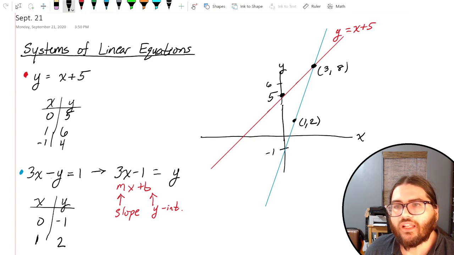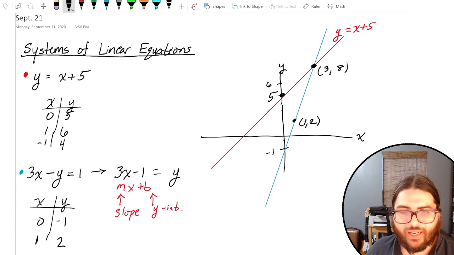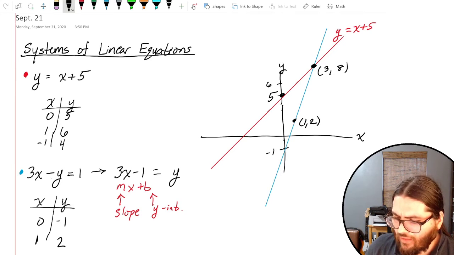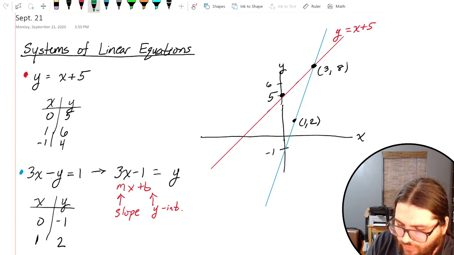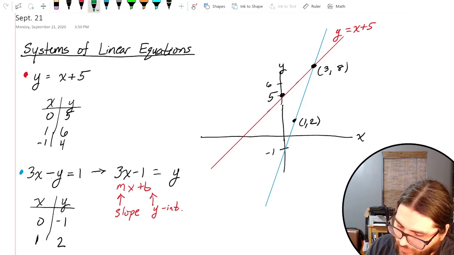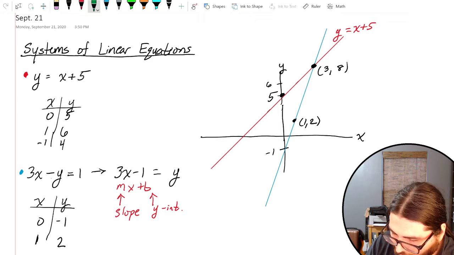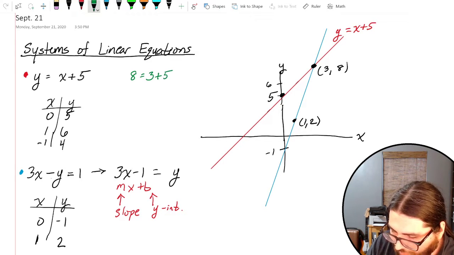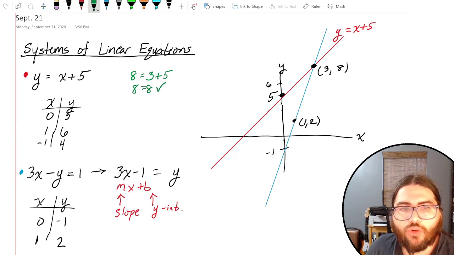Let me verify that I'm not lying to you. Again, I solved this one before class with an actual sheet of graph paper. Let's verify this solution, because you shouldn't take my word for it. So if x equals 3 and y equals 8, let me plug that into my equations. Y equals 8 equals 3 plus 5. 8 equals 8. So that is a solution to the red equation.